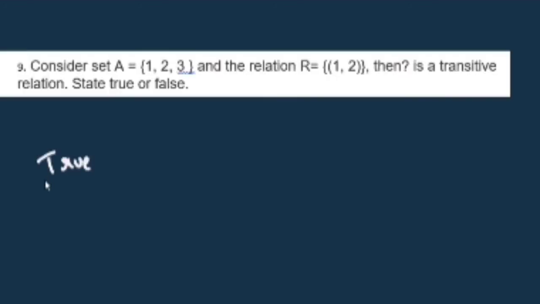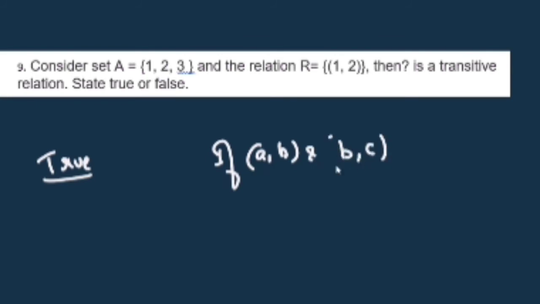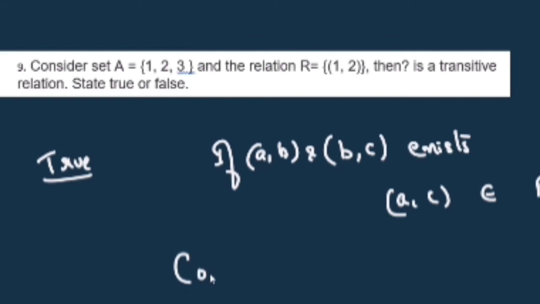Let A be {1, 2, 3}. The relation R is {(1, 2)}. Is it a transitive relation? True or false? Yes. Why? The condition doesn't exist. The condition is that if (a, b) and (b, c) exist, only then we have to check whether (a, c) belongs to the set R. This condition doesn't exist, therefore it is transitive. So it is true.